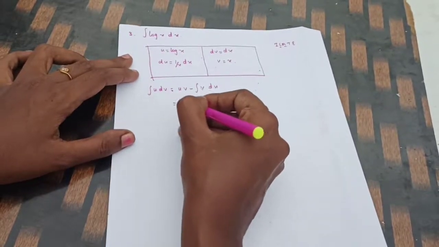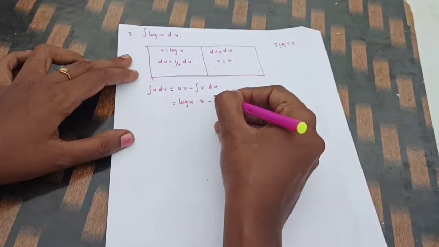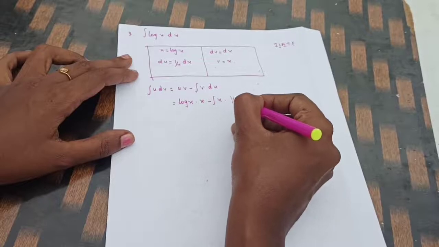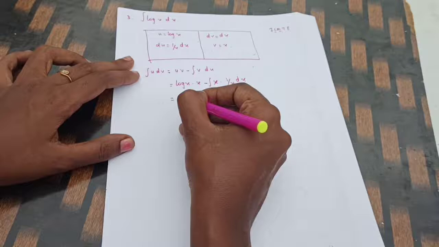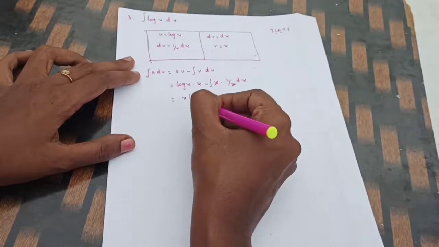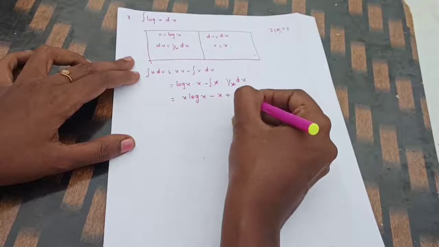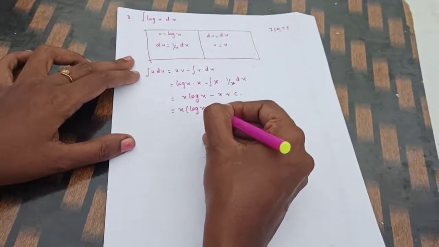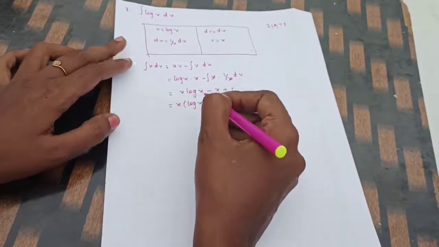That is equal to log x into x minus integral of v. Is it right? Integral of x into du, which is 1 by x dx. This and this will get cancelled. That is equal to x log x minus, what's the integral of dx? x plus c. So that is equal to x, you can take common, (log x minus 1) plus c. This is the required answer. Very easy. Is it right?